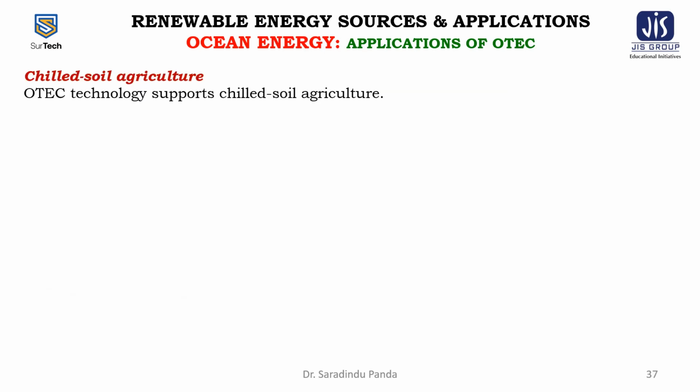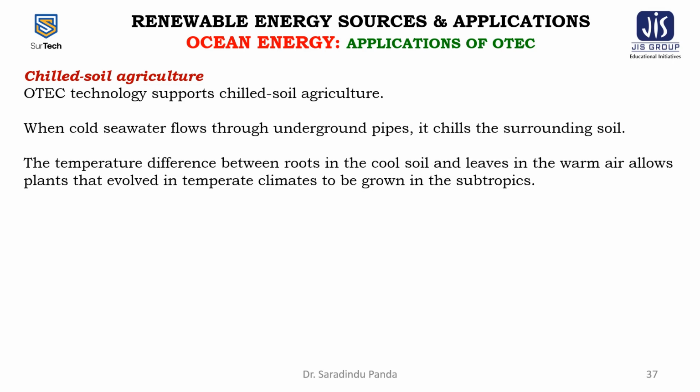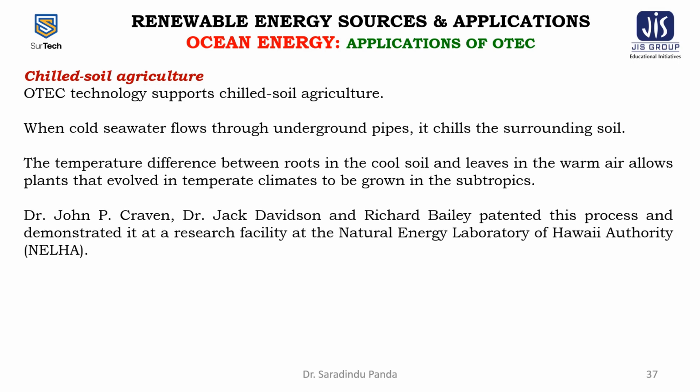Chilled soil agriculture is another application. OTEC technology supports chilled soil agriculture. When the cold seawater flows through underground pipes, it chills the surrounding soil. The temperature difference between the roots in the cool soil and leaves in the warm air allows plants that evolved in temperate climates to be grown in the subtropics.